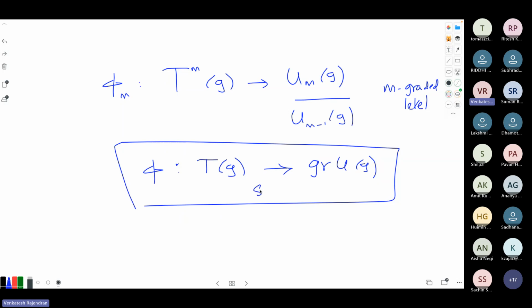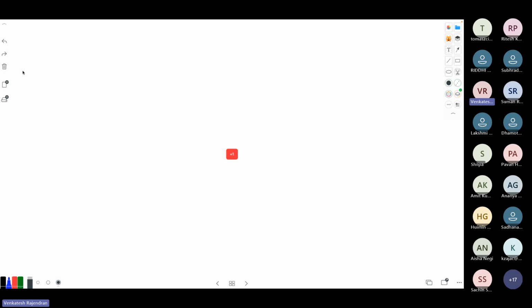And this is again a surjective map, because you have a surjective map from each graded level, and if you patch it up, you will get a surjective map from TG to grade UG. But now note what elements are there in the kernel. That is easy to verify. If you take X tensor Y minus Y tensor X, this must be in the kernel.